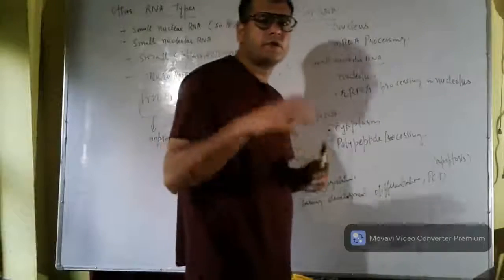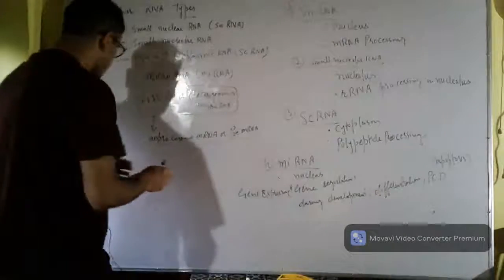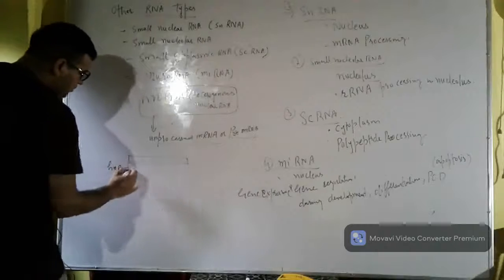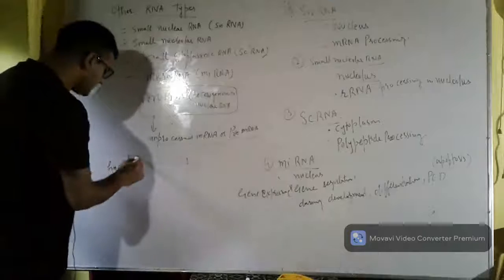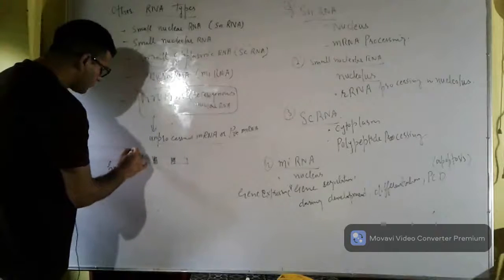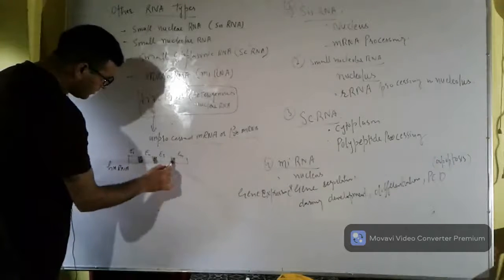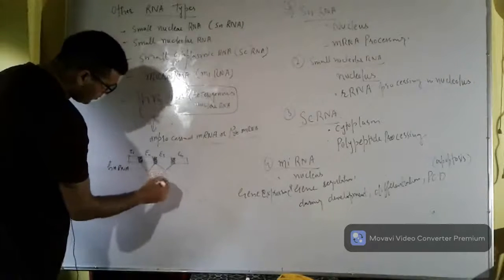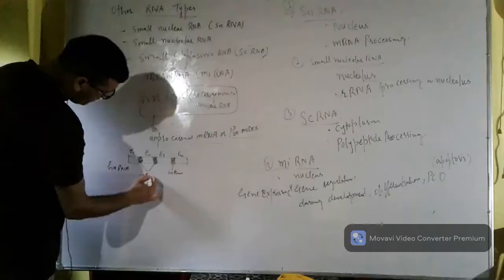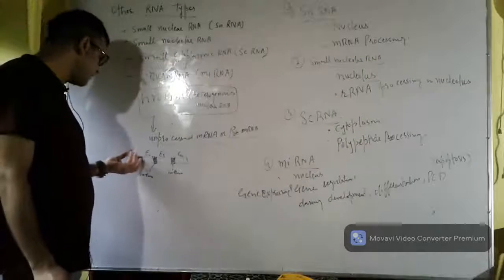Why is it called heterogeneous nuclear RNA? Because this heterogeneous nuclear RNA contains introns as well as exons. For example, we have this. This is heterogeneous nuclear RNA. Heterogeneous means different. That means it contains, for example, this is intron, this is exon. So we have exon first, exon second, exon third, exon fourth. These shaded portions are introns. You consider them introns. This is intron, intron, intron. These are introns.